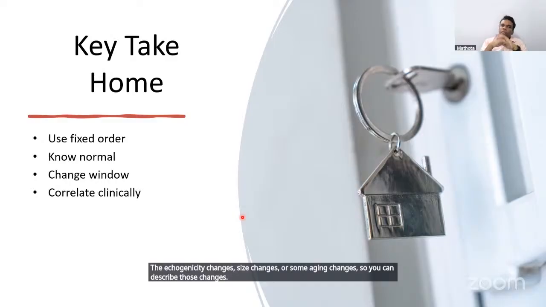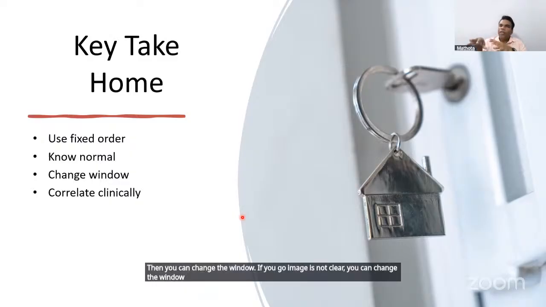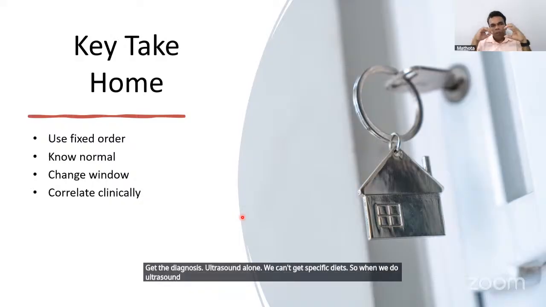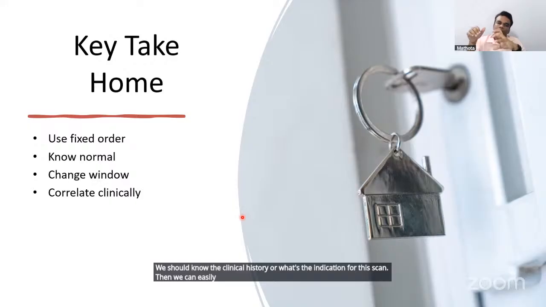Then you can change the window. If your image is not clear, you can change the window and get proper images. Then with all the findings, you will have to correlate it with clinical findings or other laboratory findings and get the diagnosis. Ultrasound alone, we can't get a specific diagnosis. So when we do ultrasound scanning, we should know the clinical history or what's the indication for this scan. Then we can easily find the abnormality and get the proper diagnosis.